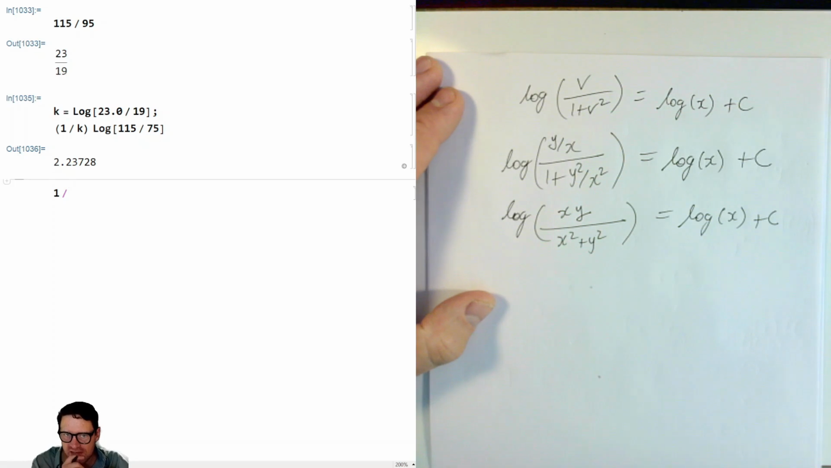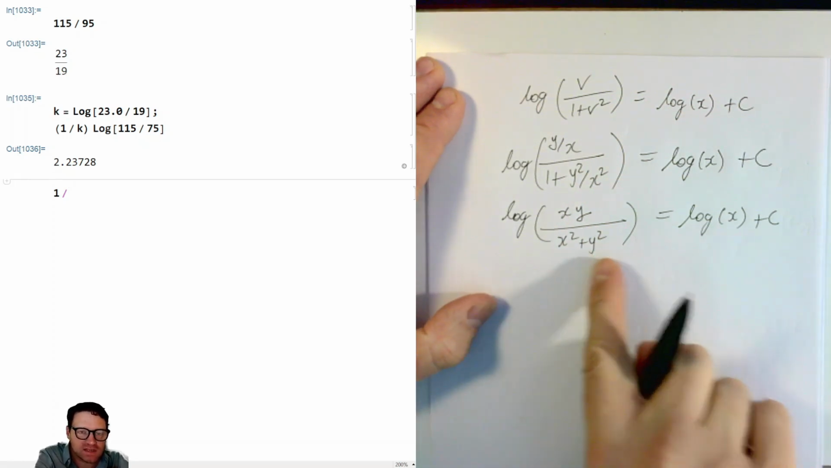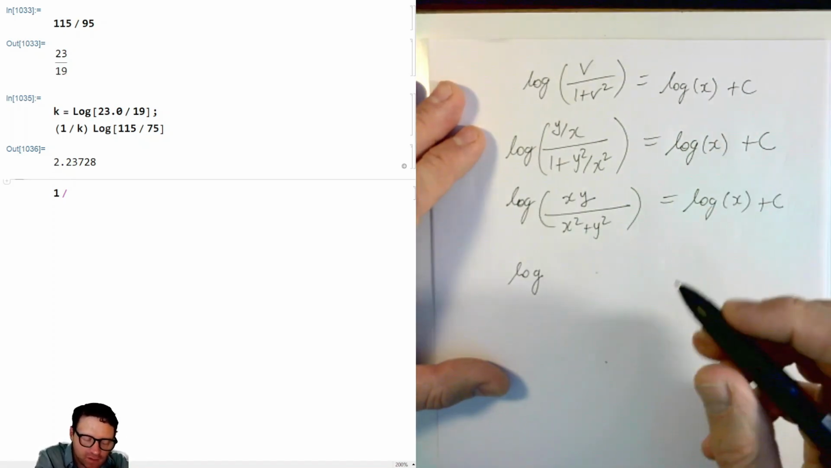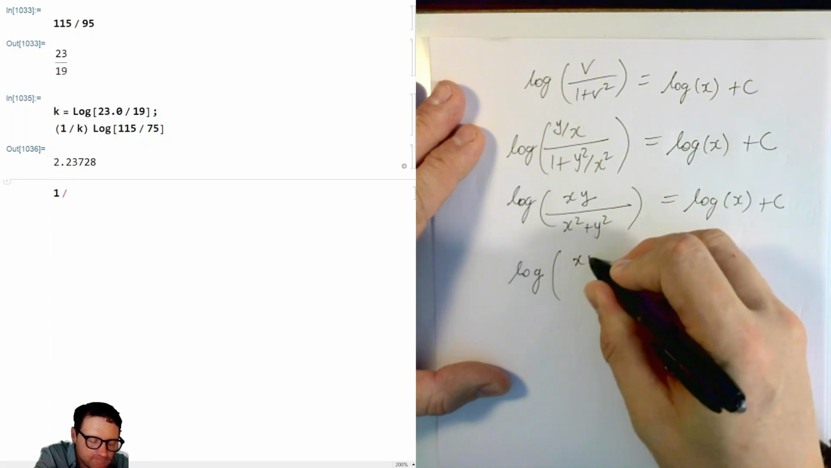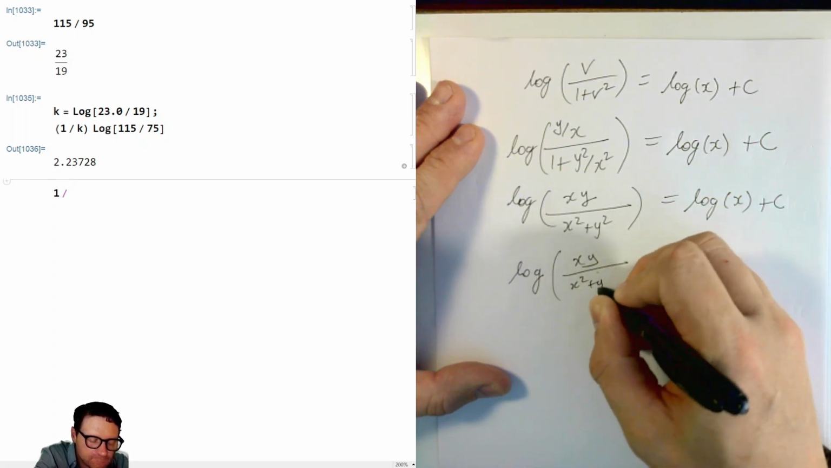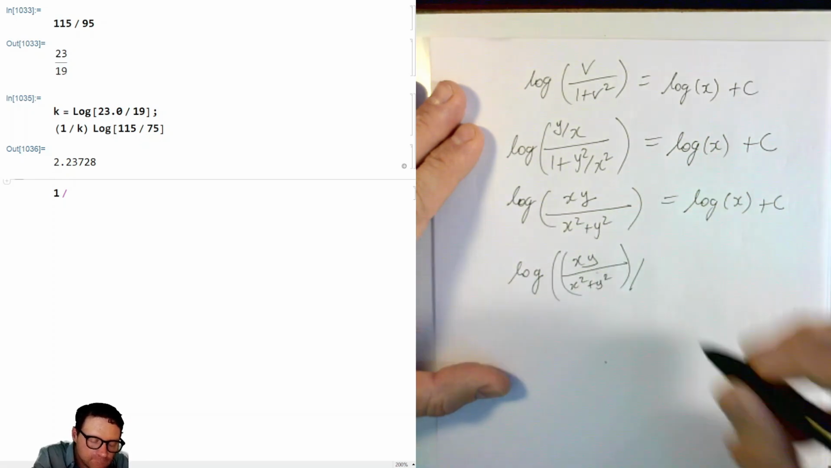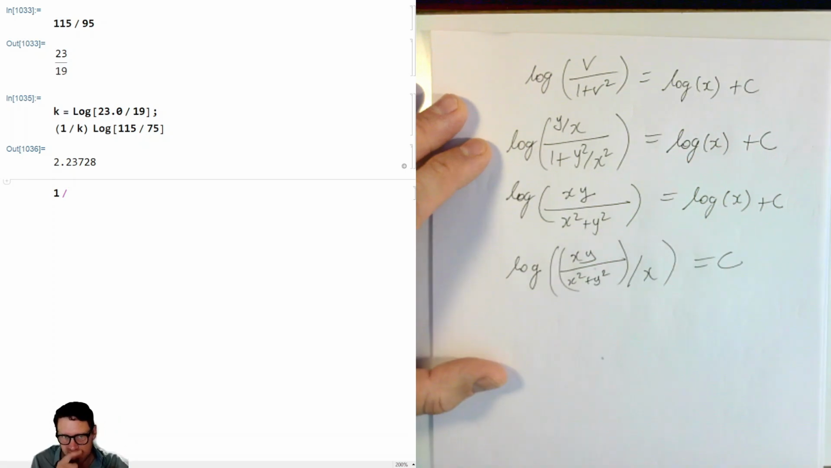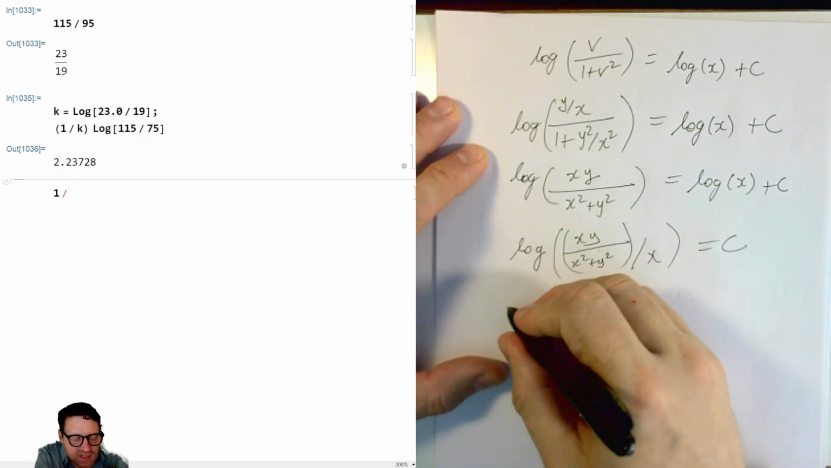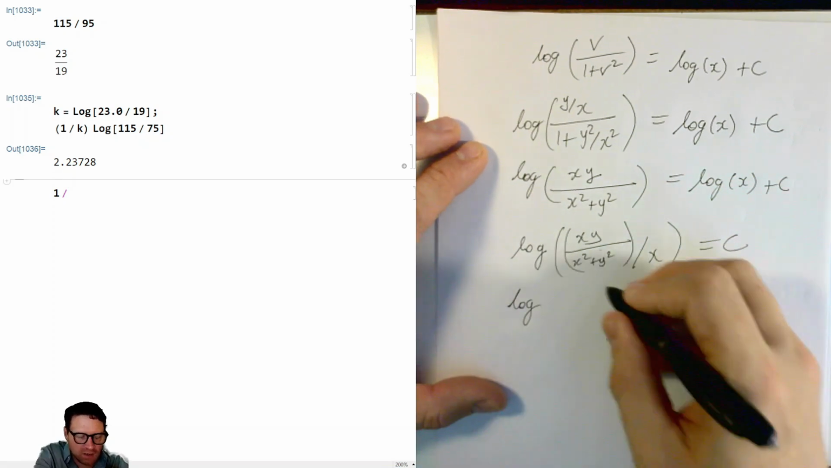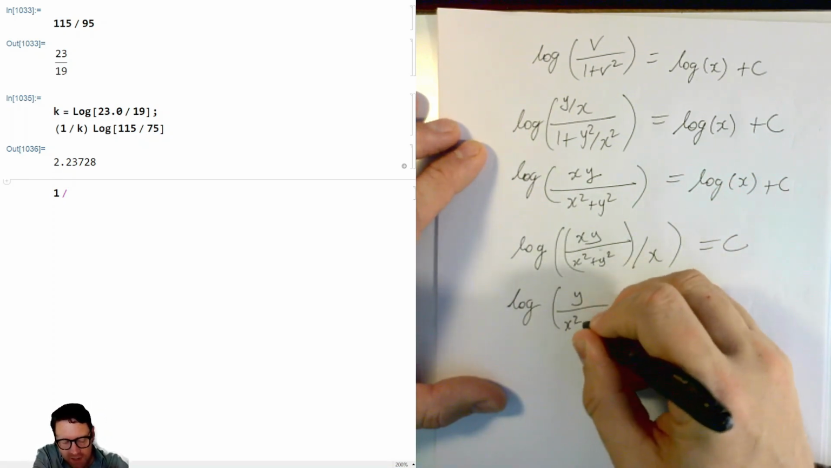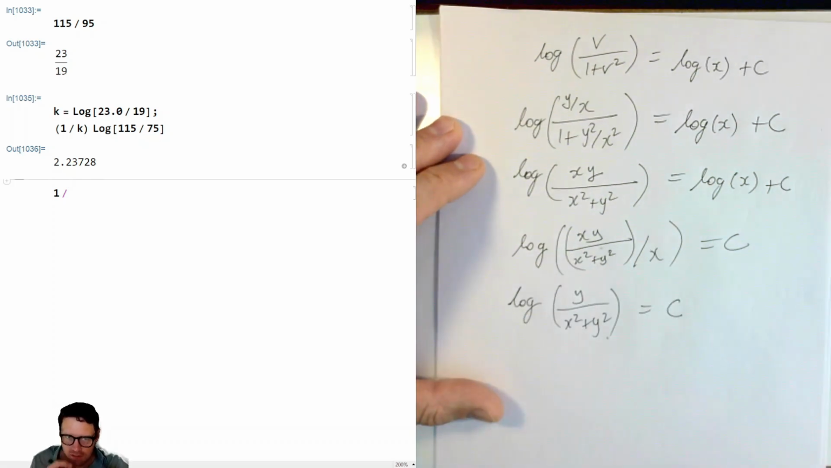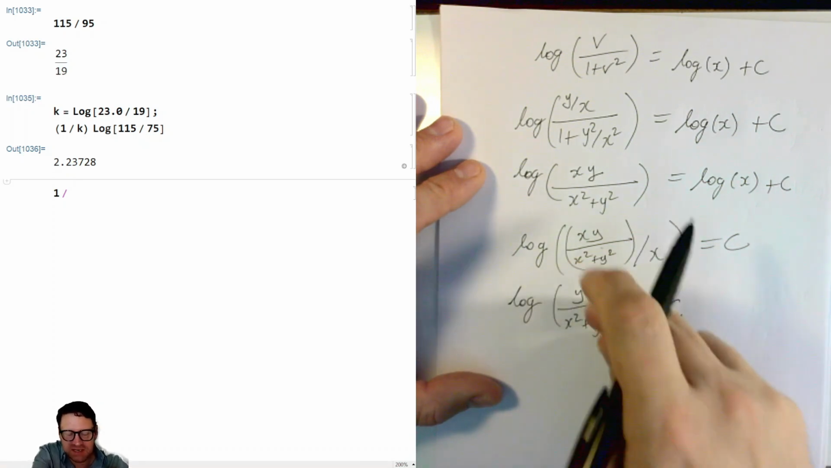Now I can do one more thing. I can take this over and use a log rule and call that the log of the quotient. Okay, but now we need to simplify this. So this gives us log of y over x squared plus y squared is equal to c.